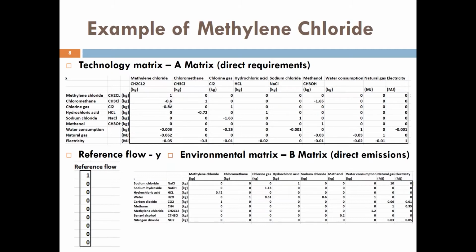In order to produce 1 unit of methylene chloride, you see over here, top left, producing 1 unit of methylene chloride requires consuming 0.6 kilograms of chloroethane. And it seems that it needs 0.82 kilograms of chlorine gas. And it does not need the hydrochloric acid, etc. And then it does need water, natural gas, and electricity of these amounts.